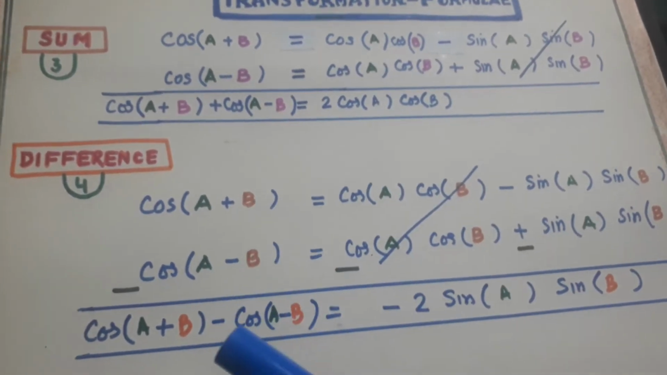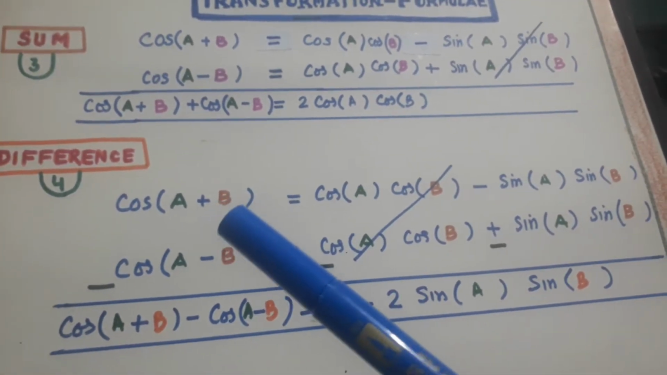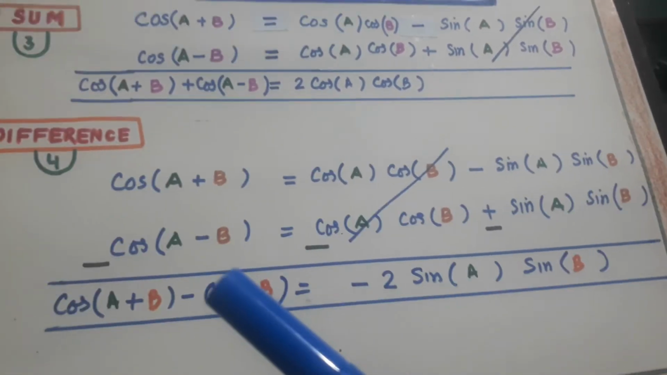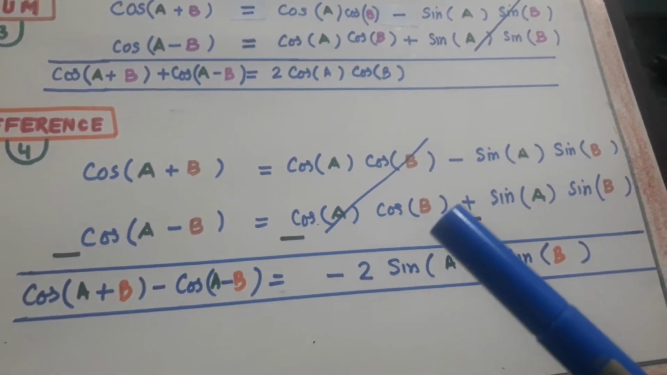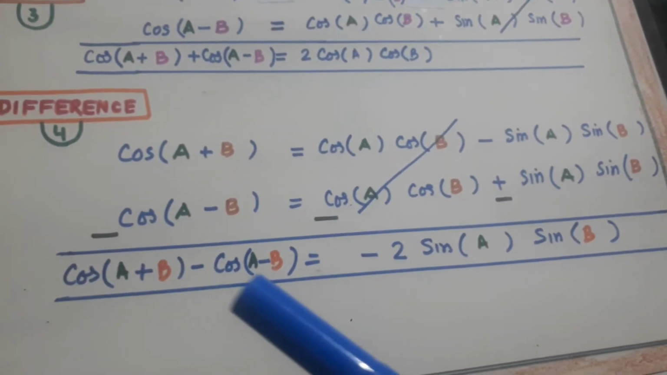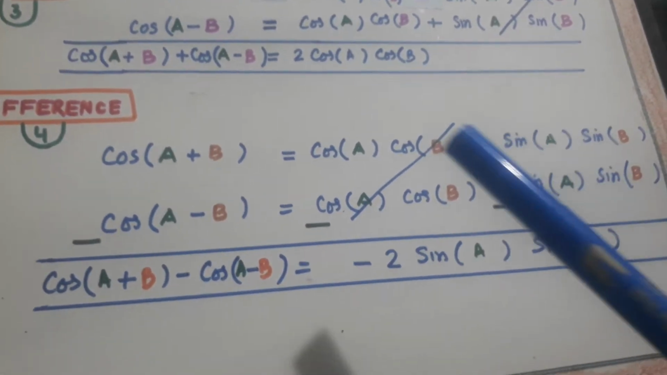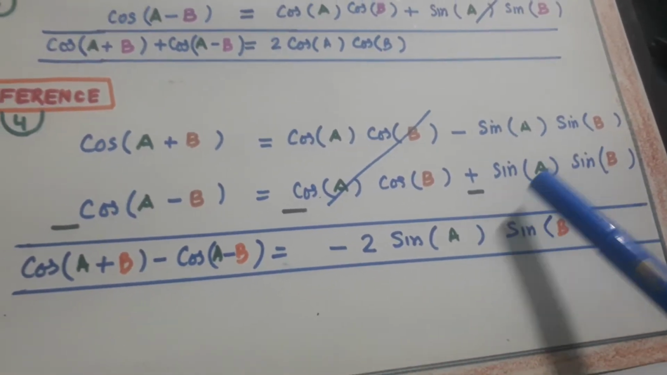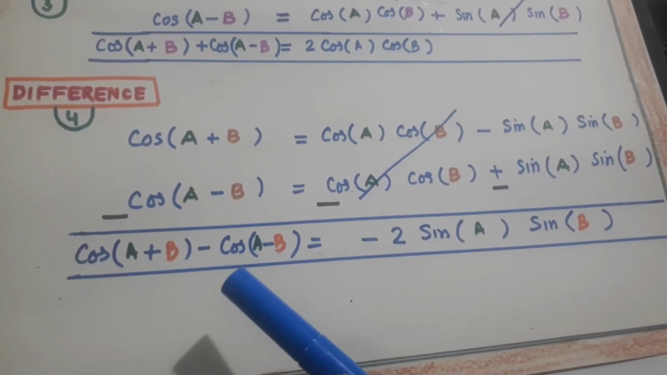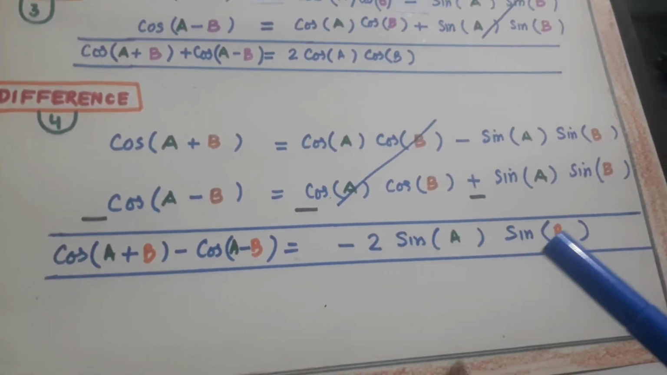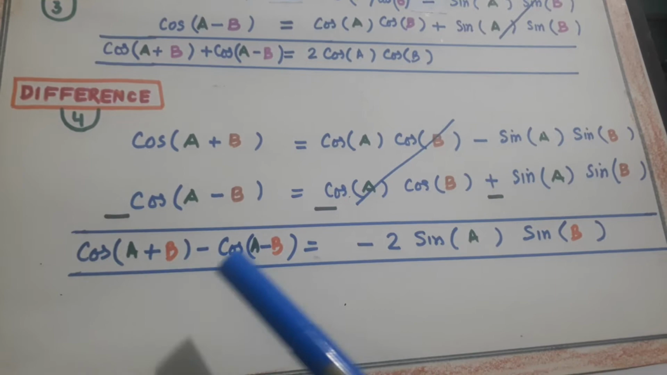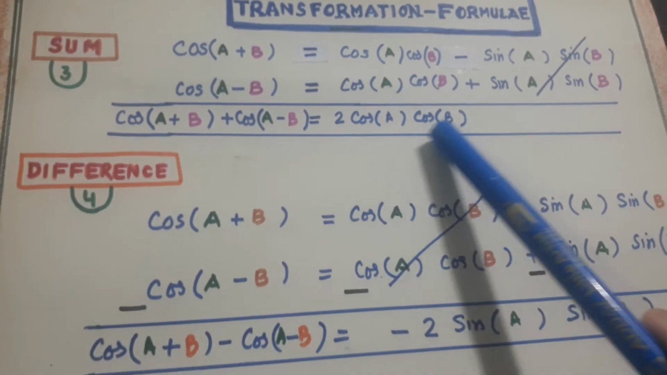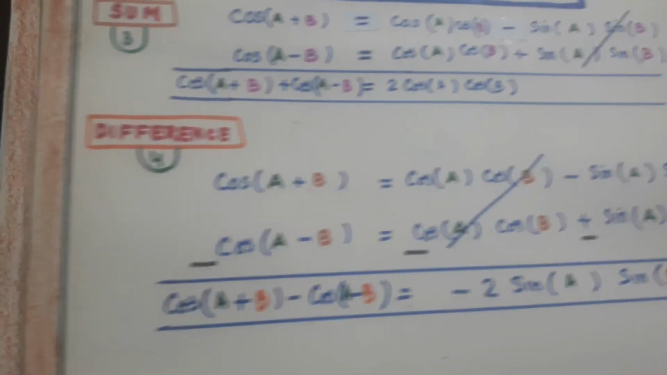Now let us subtract these two formulas. Cos A plus B is cos A cos B minus sin A sin B. And cos A minus B, you know, is cos A cos B plus sin A sin B. When we subtract, signs will be changed and now this will be cancelled up. And it will become minus 2 sin A sin B. So cos A plus B minus cos A minus B is minus 2 sin A sin B. This difference has been converted into the product. Here the sum has been converted into the product. Now let us go further.